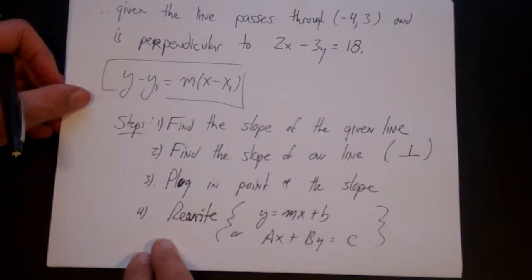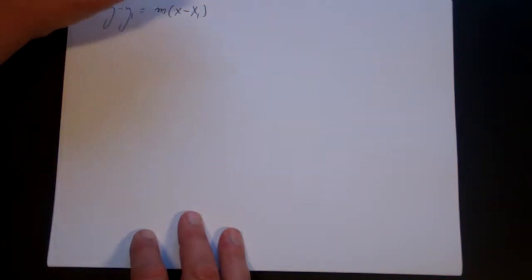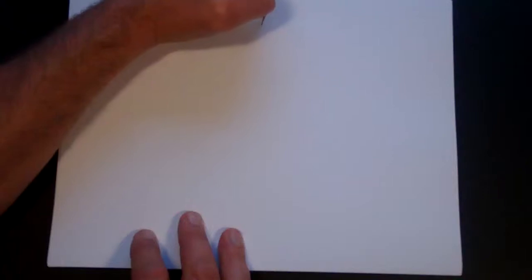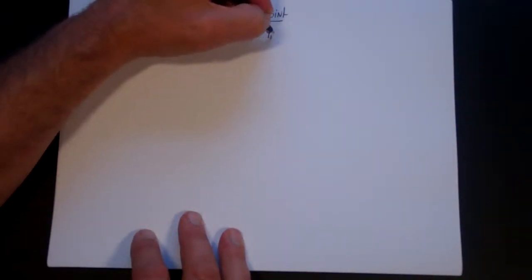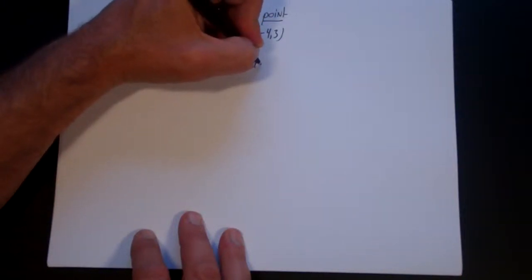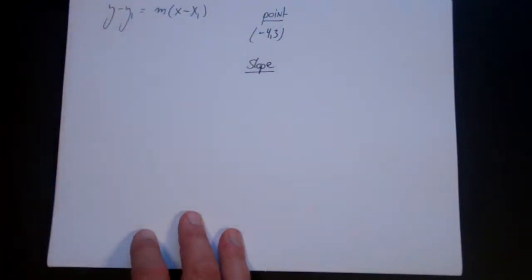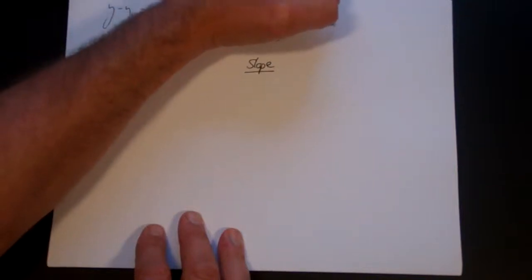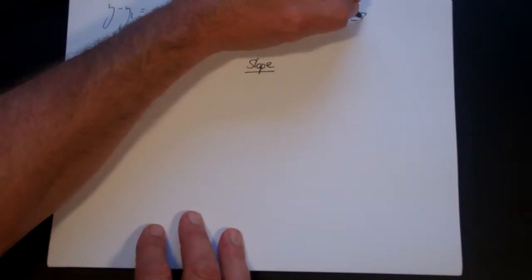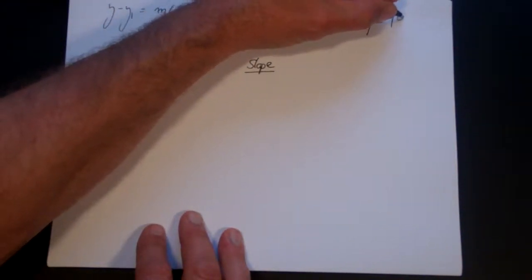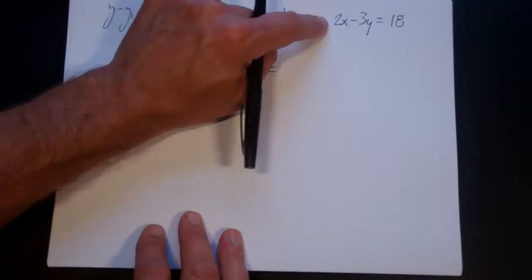So let's get started. First, I'm just going to write down the formula. y minus y1 is equal to m(x minus x1). And I'm given the point. The point is (-4, 3). And the slope, I don't know. So the way that I'm going to find the slope is I'm going to look at the line that's given, 2x minus 3y is equal to 18, and I'm going to find the slope of this line.